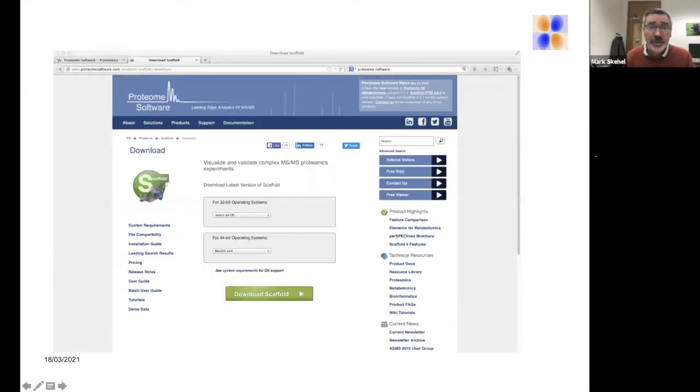Okay, generally we'll send you the link to Proteome Software. It's free to download, the free viewer. You don't need a trial version or anything like that. We have the license for it, and you just use it as a viewer. All the functionality is there. You can use Scaffold to look at some of the quantitative data. We tend not to. Okay.